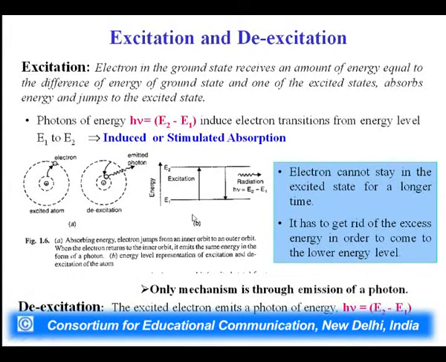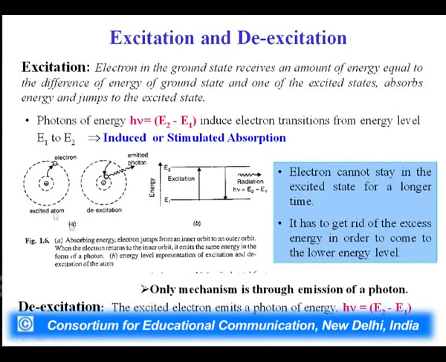Here in diagram B, we can see that there are two states, E1 and E2. All the molecules are at the lower level, level E1, and they absorb energy equal to h nu and are excited to the higher state, and the higher state is populated. It means excitation has taken place. Photons of energy h nu equal to E2 minus E1 induce electron transitions from energy level E1 to E2, that is known as induced or stimulated absorption.